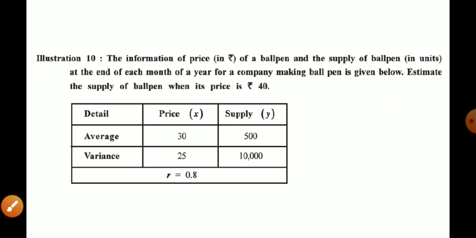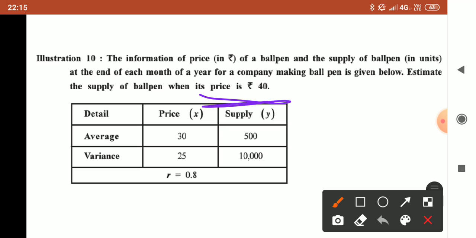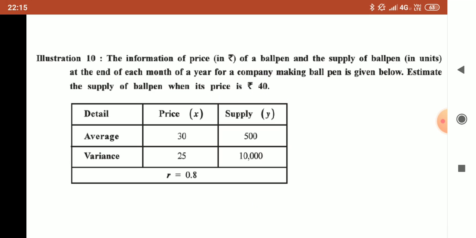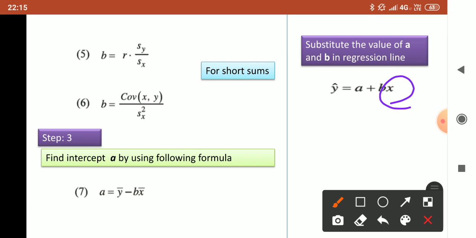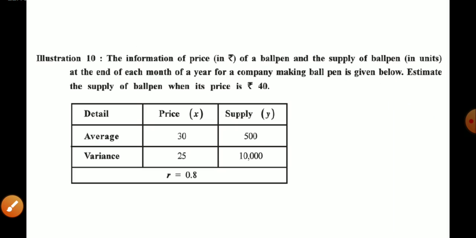Here one sum is there. Information is given on the supply of ball pens at the end of the month of the year for a company making ball pens, given below. Estimate the supply of ball pens when the price is 40. When the price is 40, that means at the end you have to keep the value of 40 in place of x. Here in x we will keep the value 40 at the end.